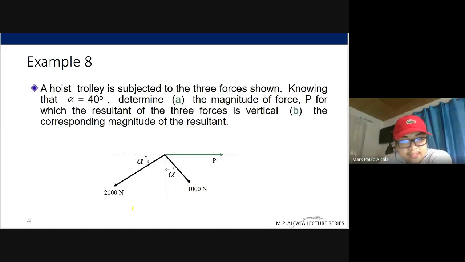Okay, you have so many examples. Now, a hoist trolley is subjected to the forces shown. We are to identify the force P and the resultant of the three forces and the corresponding magnitude of the resultant.